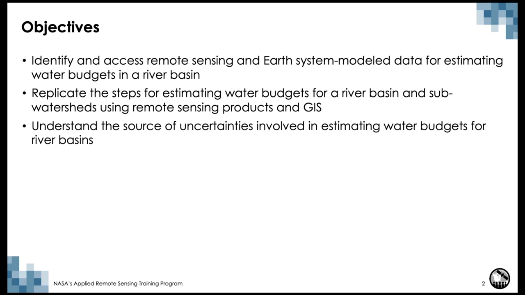conceptually, estimating water budget seems easier, but because of the variety of data sets used, availability of data sets, and their quality, uncertainties in those data sets contribute greatly to water budget estimation, and it's really a very difficult problem, as most of you probably know. So when we go through this webinar, one of the major objectives is to see what kind of uncertainty sources there are for estimating water budget.